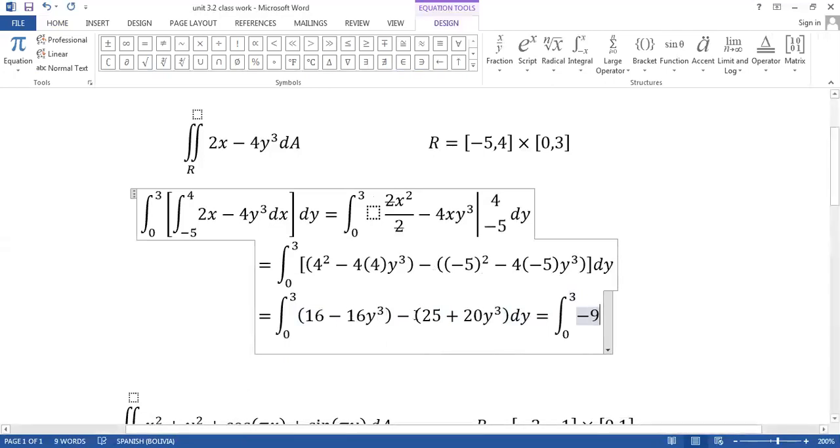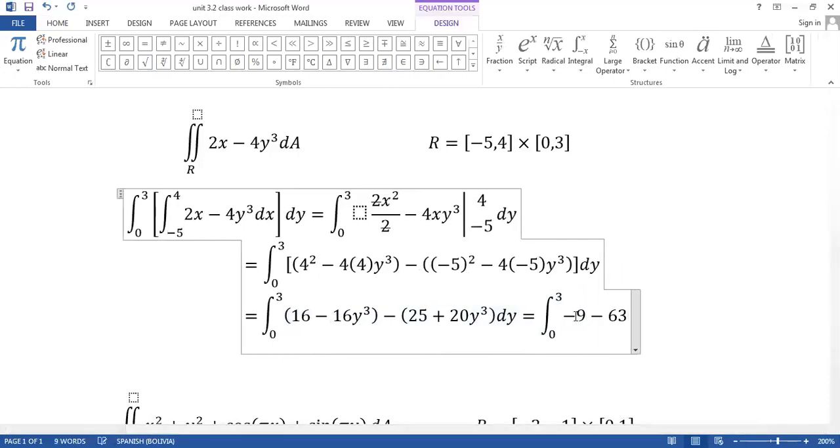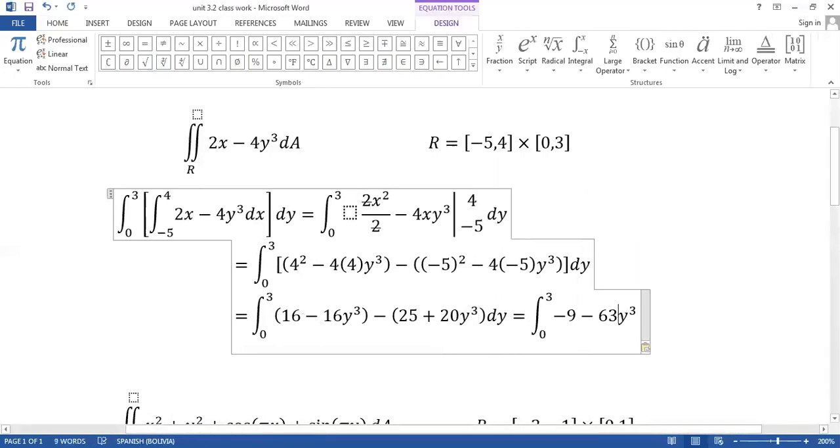Negative 16y minus, because this minus is going to change that into a minus. So, 21 times 3 is minus 63y cubed. So that's 63, not 36. Oh, thank you. I'm dyslexic, you know. All right. Thank you. dy.